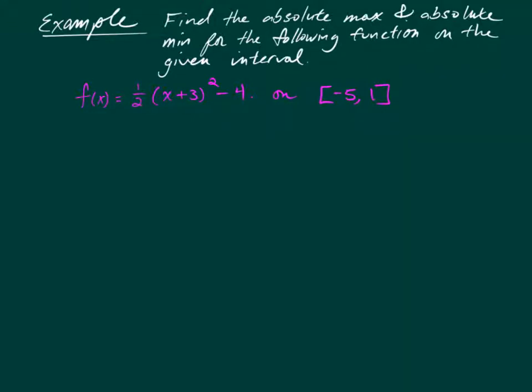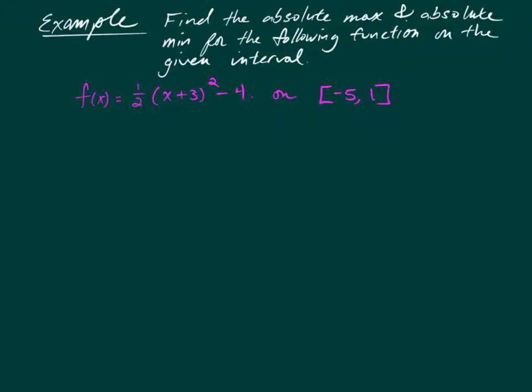In this example, finally we get to finding the absolute max and absolute min for the following function on the given interval. Now, in order to find the absolute max and absolute min, we will need to use the extreme value theorem. And if you look at this function here, I promise you that this is in fact a continuous function on this interval.